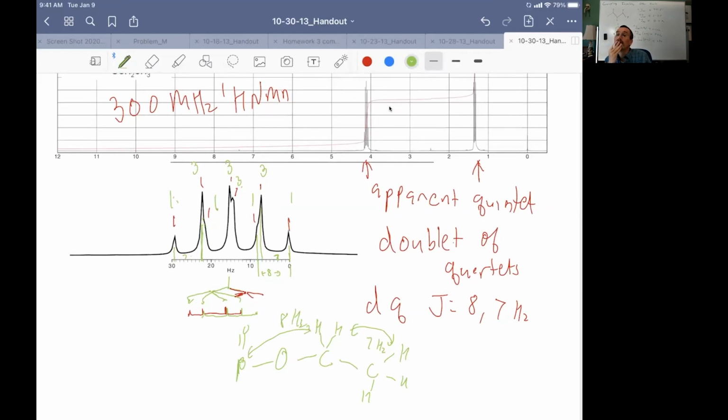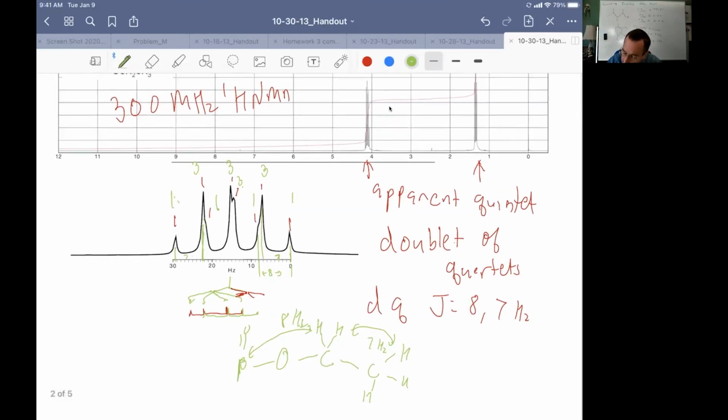Thoughts? So I think the quartet splitting comes from the methyl group. Right, the quartet, basically this makes our Q splitting, and then the 8 hertz makes up the D splitting. So this is our J3 PH, and that's our J3 HH.